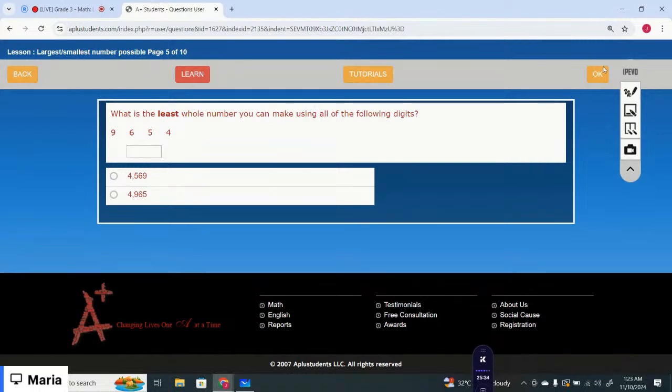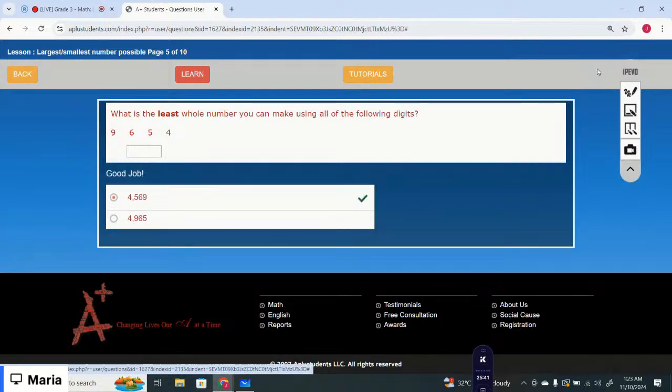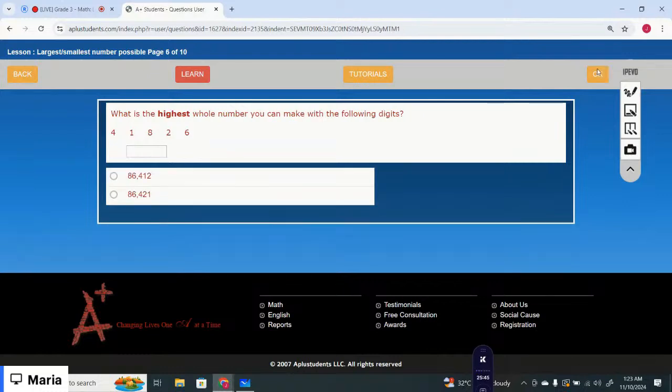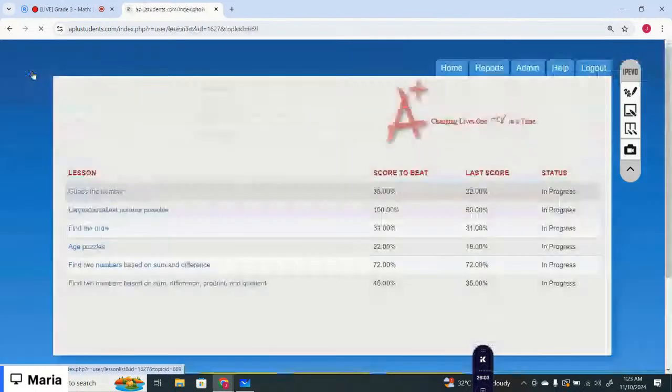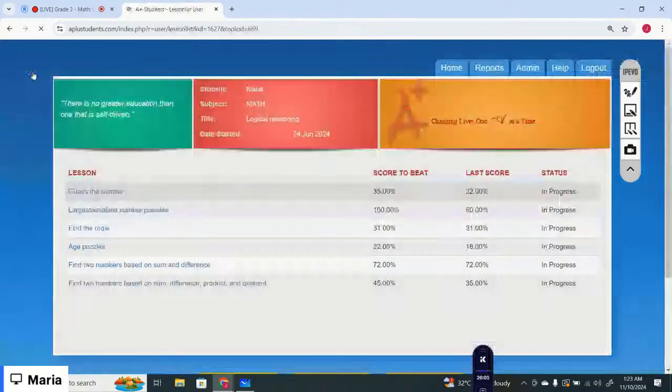That is 4, 5, 6, 9. Option number 1 is the correct option. Okay, I think you can complete the lesson by yourself later today. Let me just move on to the next lesson. The next lesson is find the order.